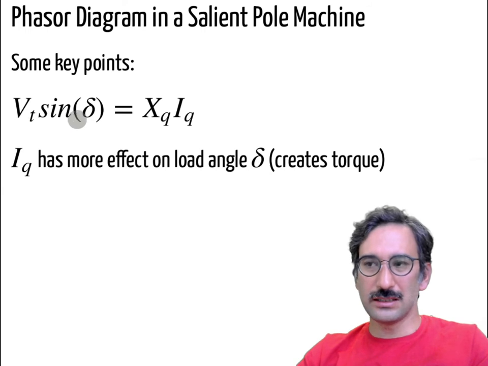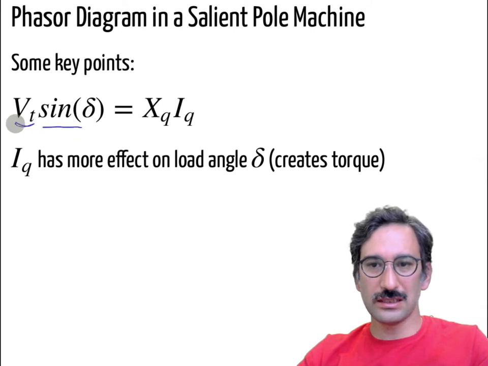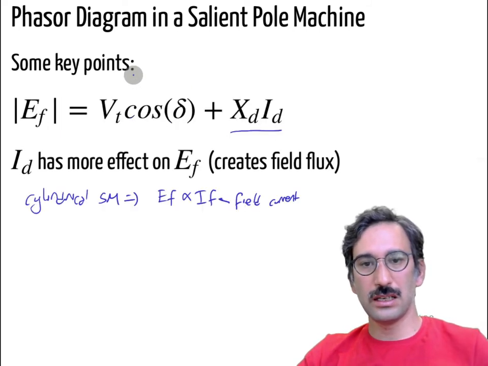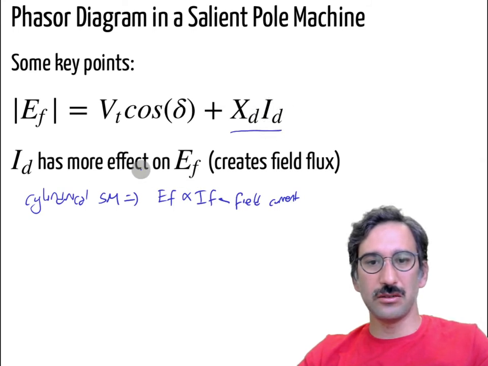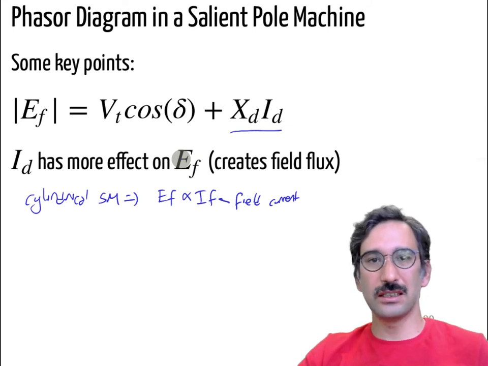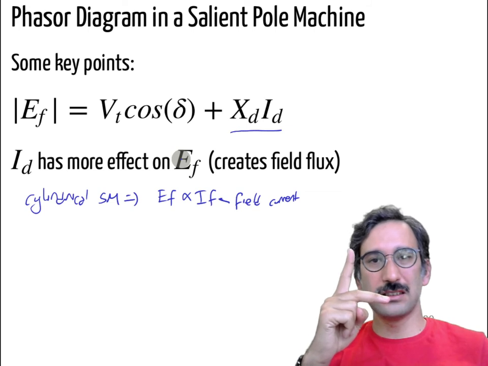So VT sine delta is equal to XQ IQ. If VT is constant, and XQ is already constant, the machine parameter, then if I increase the IQ component, that will cause an increased load angle, and we already know that load angle is proportional to torque. So if you can control IQ separately, you can control torque, and by controlling ID you can control the magnitude of EF, as if you are changing the field winding. So suddenly your stator current has two components.